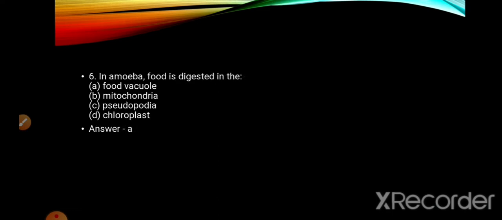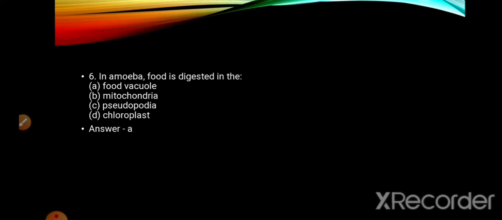Next is, in amoeba, food is digested in the, so the food is digested in the food vacuoles. If you remember the nutrition of amoeba, I am discussing it diagrammatically in the video, the amoeba digests its food in the food vacuole.